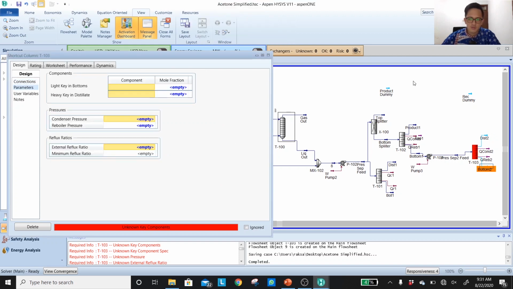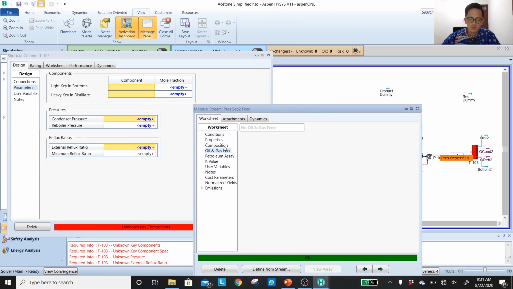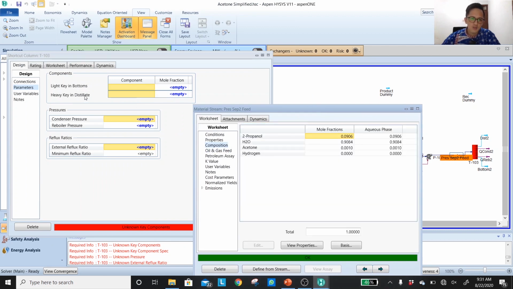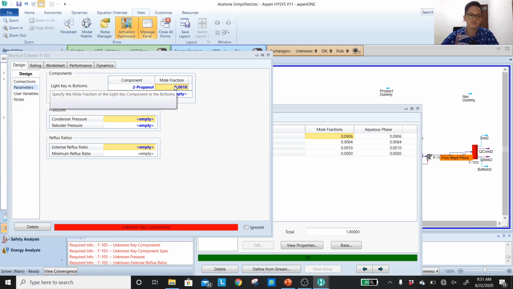Okay, unknown key component. So again, perform the same exercise. What do you want to get? I want to get mostly water at the bottom. So that's the heavy key in bottom. The light key in bottom will be the next lighter compound from water, which will be the IPA. So let's say you want to put 0.01, for example. So you allow 0.1% of IPA to be sent to the bottom with water.